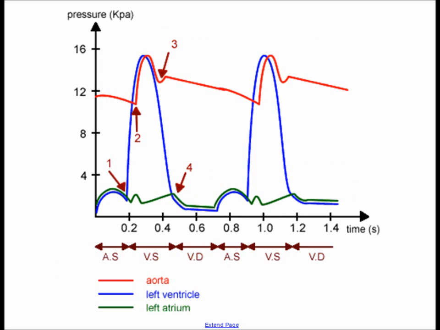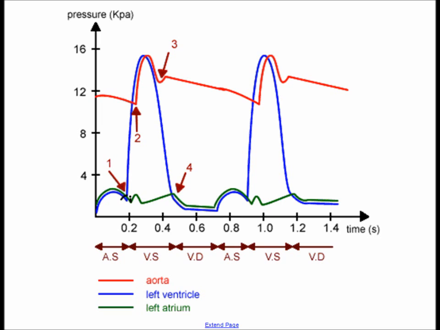So, this graph. Key things to remember on this graph are what each line represents. In this graph, the red line represents the pressure in the aorta, the blue line, the pressure in the left ventricle, and the green line, the pressure in the atrium.